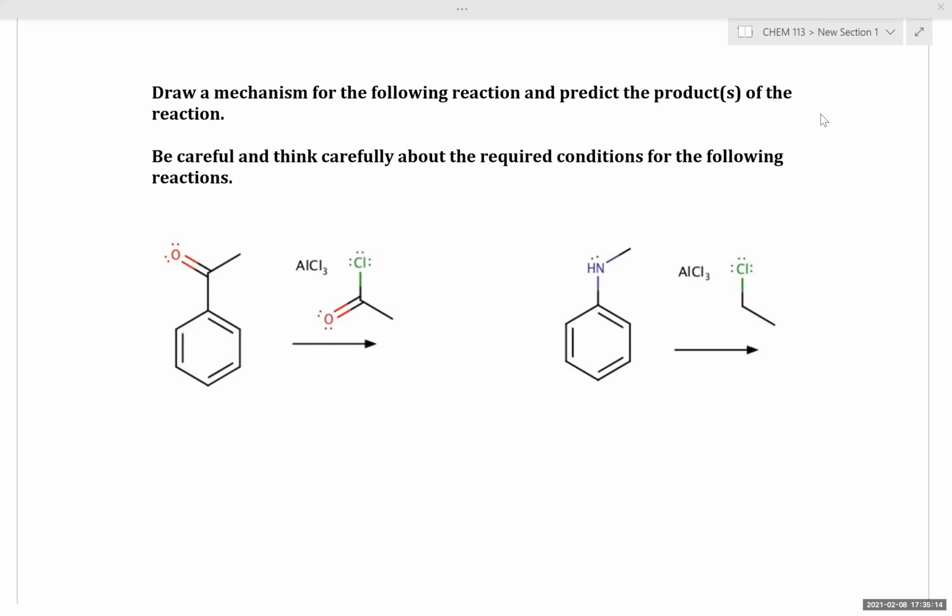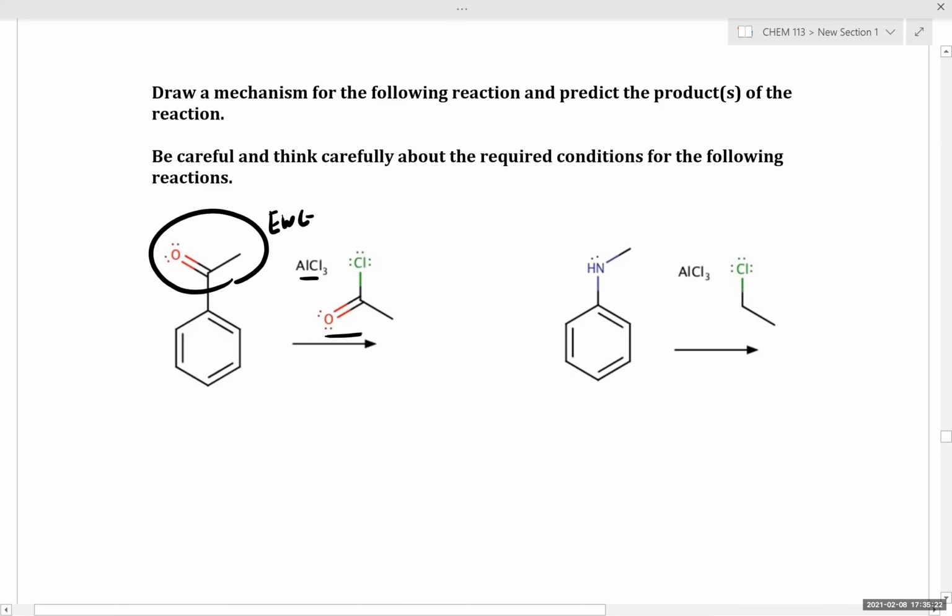So we have one student commenting that this acetyl group is an electron withdrawing group. That's important to note. And under these current conditions, we're looking at Friedel-Crafts acylation conditions. My question to everyone then becomes, does this reaction occur? So if you have a deactivated ring, does the Friedel-Crafts acylation reaction proceed? No. So this first case would be no reaction.